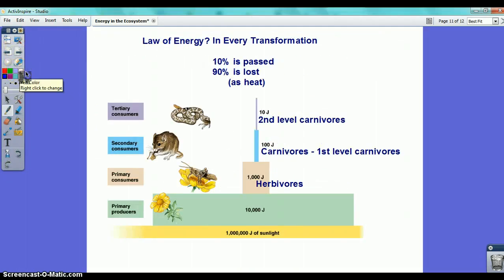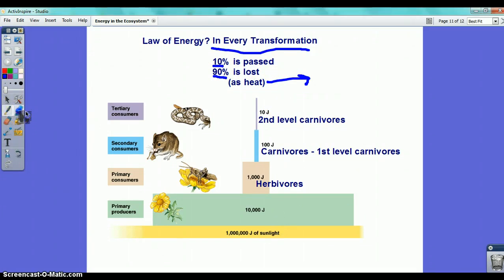Here's a description of what happens when energy is transferred from one organism to another. As stated in the second part of the law of energy, every time energy is transferred, heat is lost in the process. 90% of it is actually the loss. Only 10% gets passed from one organism to another.